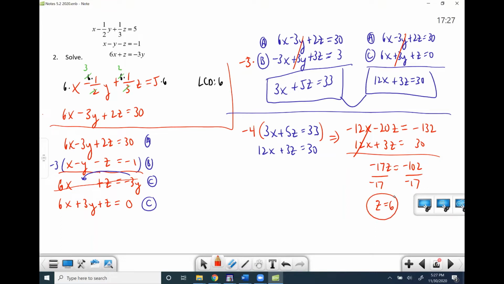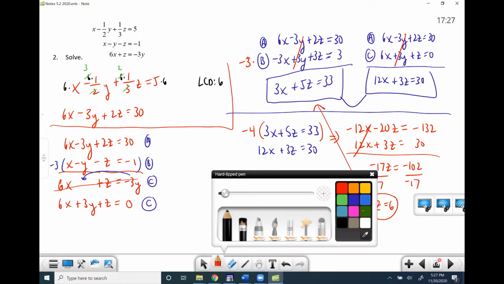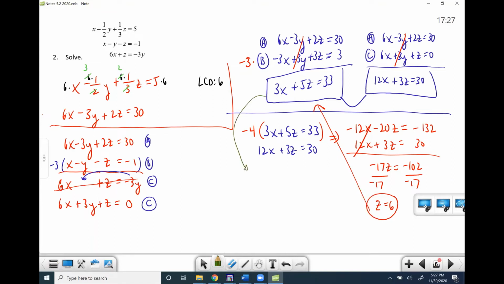Don't go back to the beginning yet. You go to either here or here with that. I'm looking at the one on the left thinking it looks a little bit easier. So that's going to be my choices. I'm going to take them back to the left right here. So if I do that, I'm going to get 3x plus 5 times z, which is 6. And now I can solve for the x.